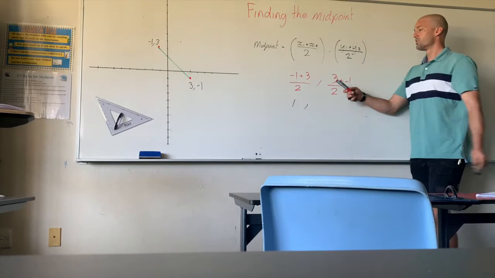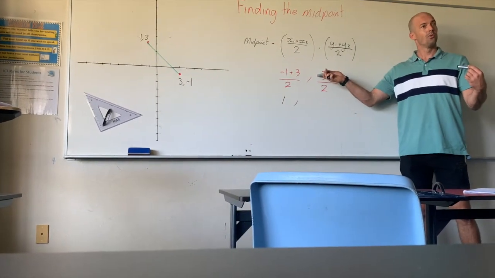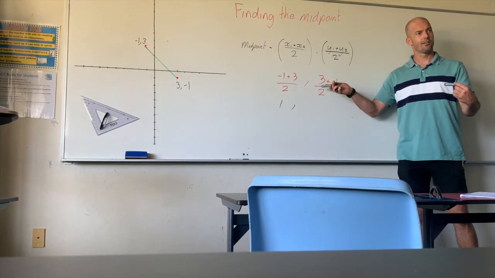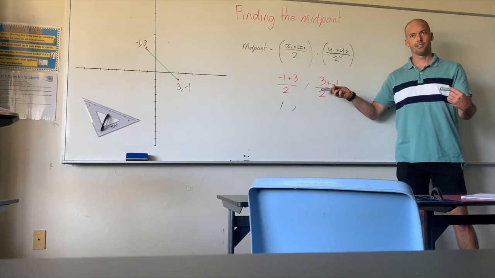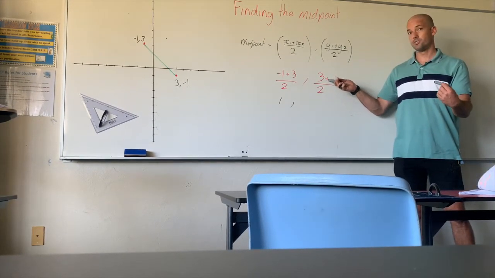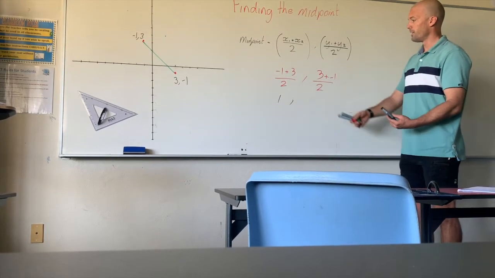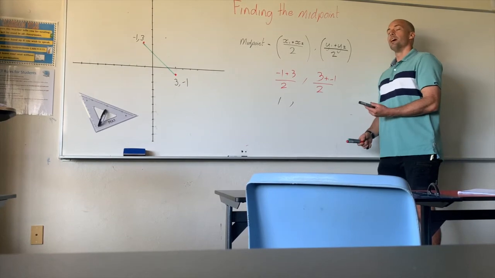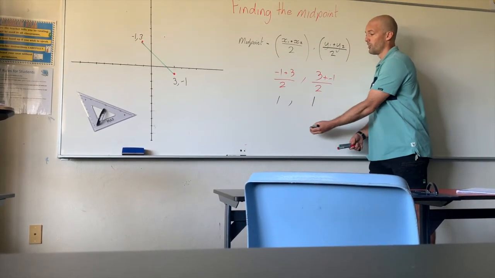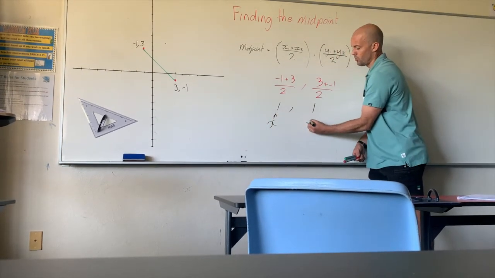Now, similar problem, we're at 3. Now when we plus a negative, what do we end up doing? Minusing, okay? So you're at 3 and we're going to take 1. So what's 3 take 1? 2. So it's 1 again. And 2 divided by 2 is 1. Alright, so this is your x coordinate and this is your y coordinate.